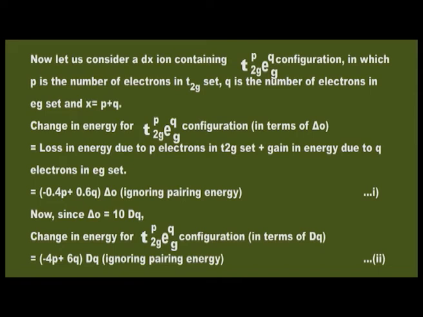Now, since delta O is equal to 10 Dq, the change in energy for the configuration in terms of Dq can be represented as minus 4 P plus 6 Q Dq. In these equations, we have not considered the pairing energy P of the d^x ion, which we will learn in the next module.